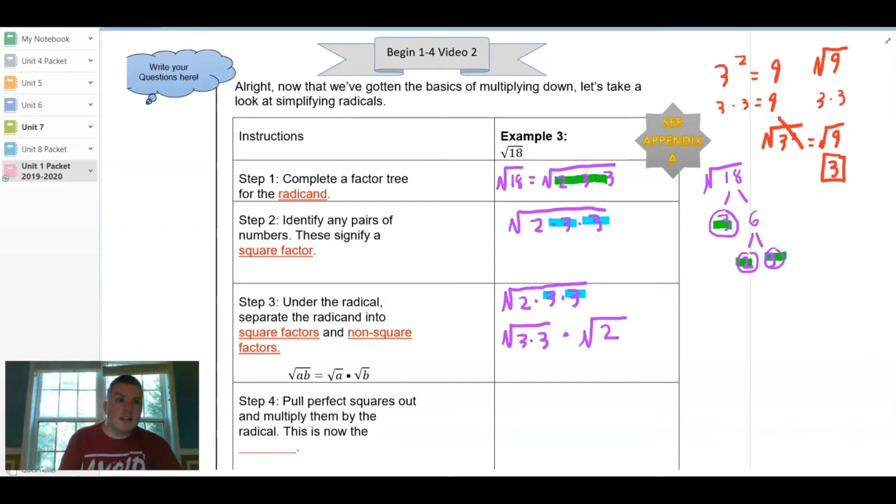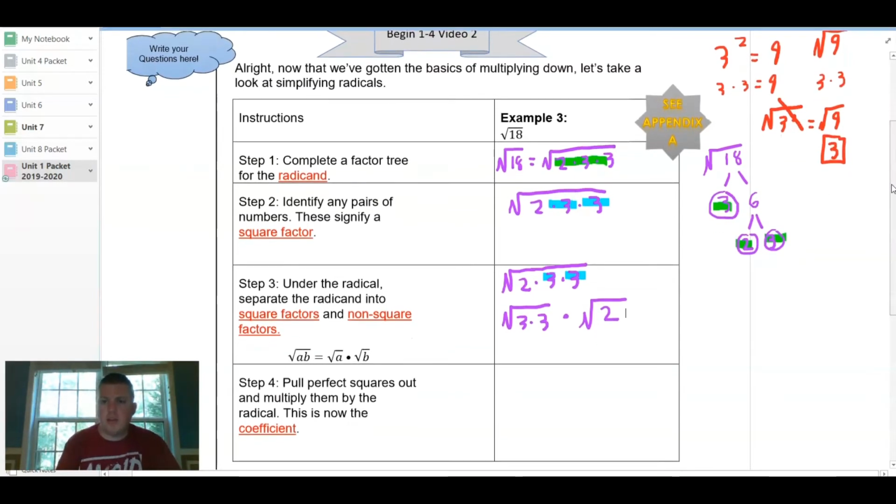And then the last step is to pull the perfect squares out and multiply them by the radical. This is now going to be our coefficient. So this is where we use that process that I talked about at the very beginning. If I were to look at the square root of 3 times 3, another way to write that would be the square root of 3 squared, because 3 squared means I'm multiplying 3 times 3.